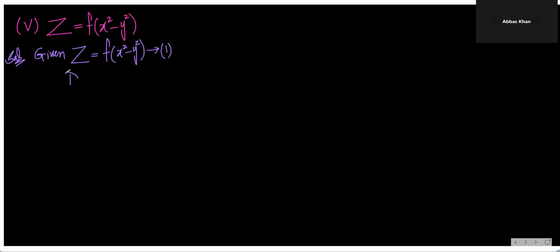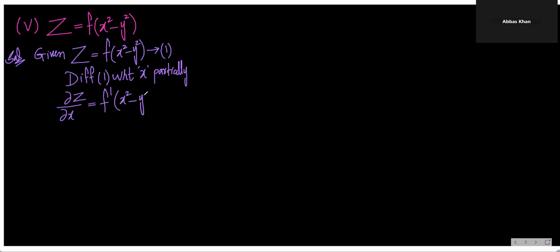What will you write? Differentiate the equation partially with respect to x. How will your answer be? dou z by dou x is equal to the derivative of f of x, which is f dash of x. The derivative of the function f of x square minus y square is just f dash, that is only f becoming f dash.